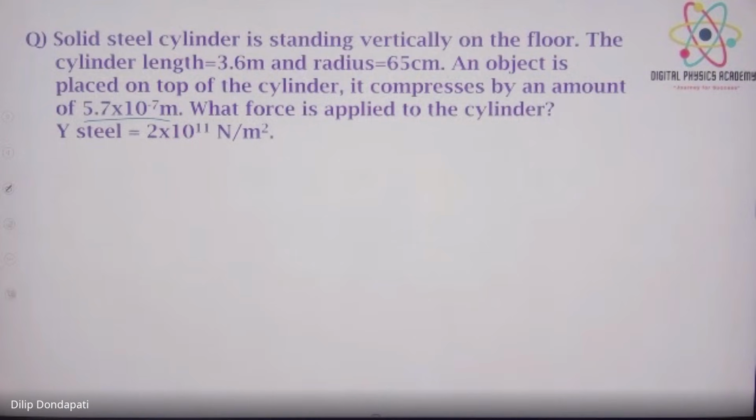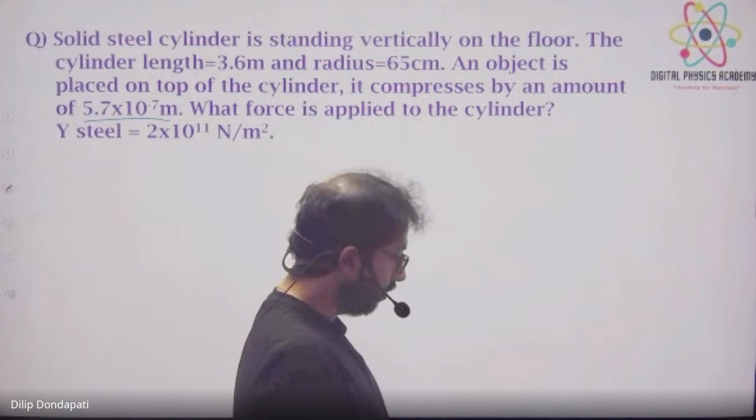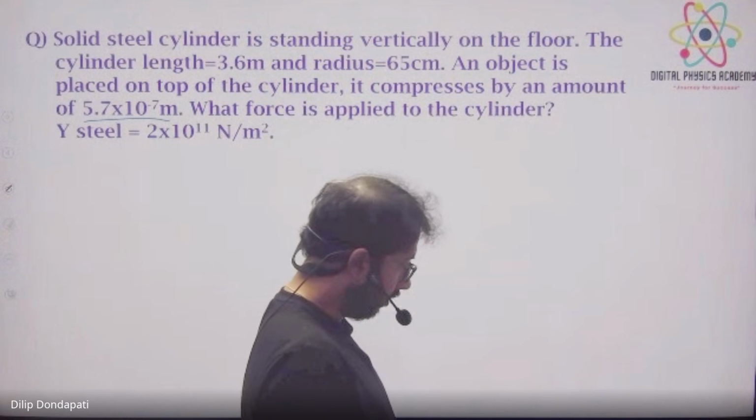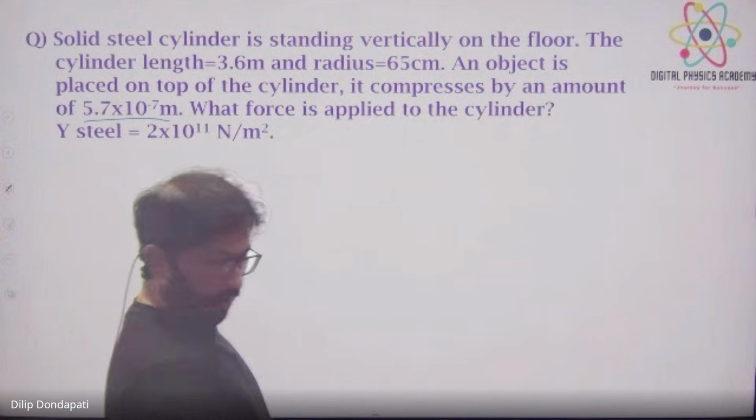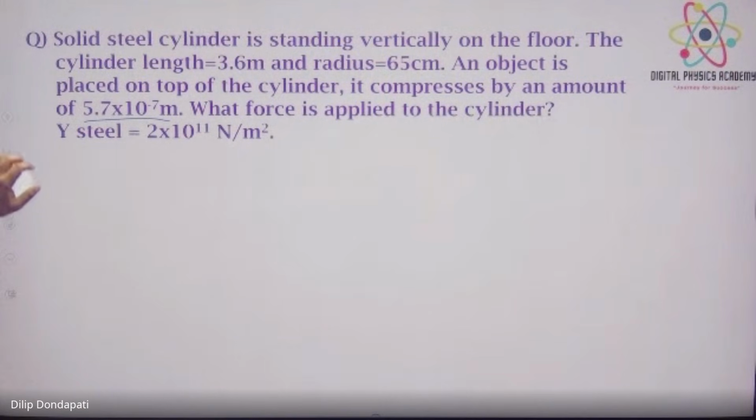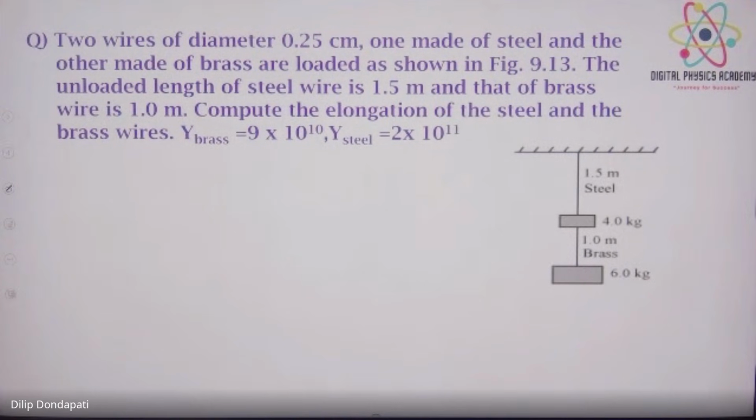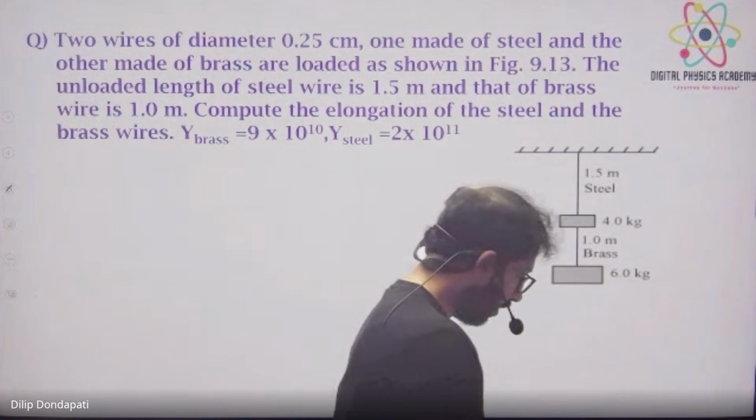So area will be pi r square only, right? Pi r square. Then next, sir, I got 4,200. Yes, correct. Next one.